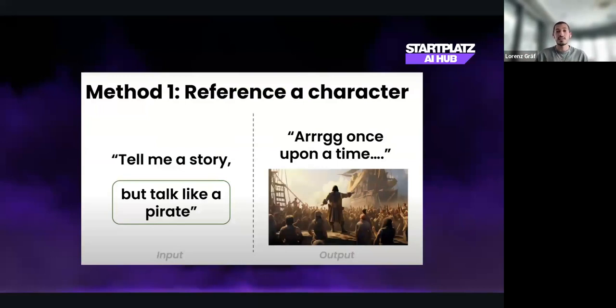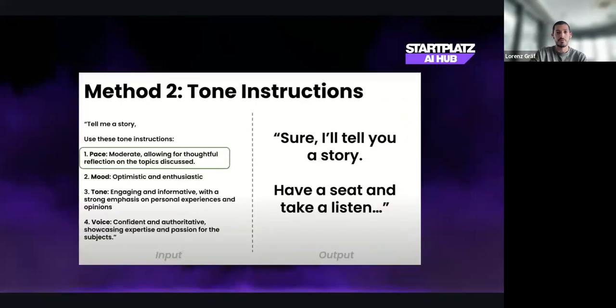So this is a method where you can also train the data. You'll give it the input, tell me a story, and the output will be in pirate. And once you train the model on it, the next time you use the fine-tuned model, you can just say, tell me a story, and it will automatically use the pirate tone if you trained it on that.